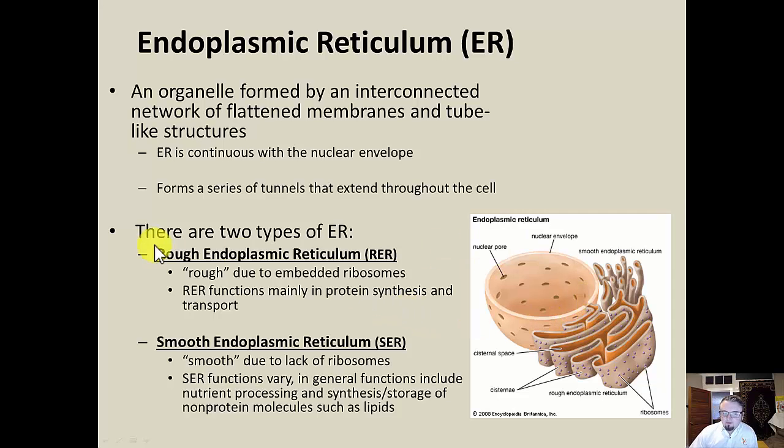And within it, it forms a series of tunnels that you can see here that connect and branch out from the nucleus itself. Now, as it branches outward, it differentiates into two distinct types. One is called rough endoplasmic reticulum. The other is called smooth endoplasmic reticulum. And so here you can see in this figure, on one side over here, we have rough endoplasmic reticulum, and over here we have smooth endoplasmic reticulum.